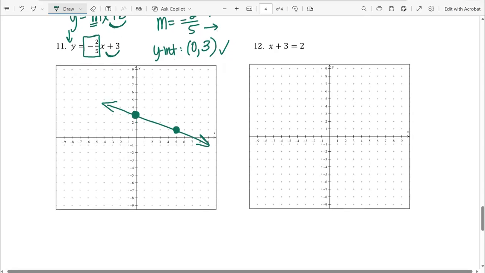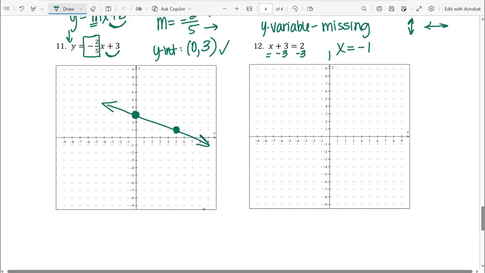Number 12. Now notice, number 12 is a little weird because I don't have a y value. The y variable, I should say, is missing. This is one of those special cases that are either going to run up and down or side to side, but I don't know where until I get x alone. So subtract 3 to the other side, giving me x equals, and 2 minus 3 is -1.